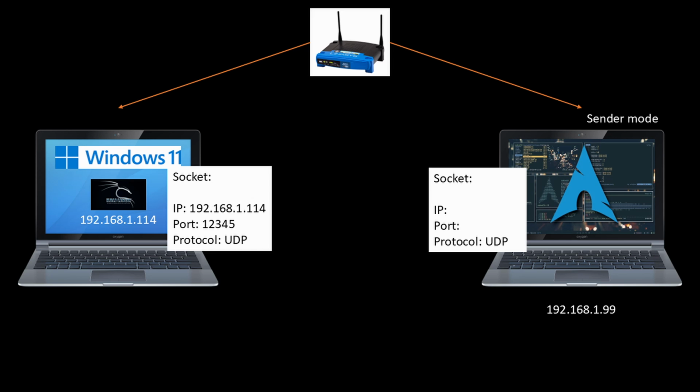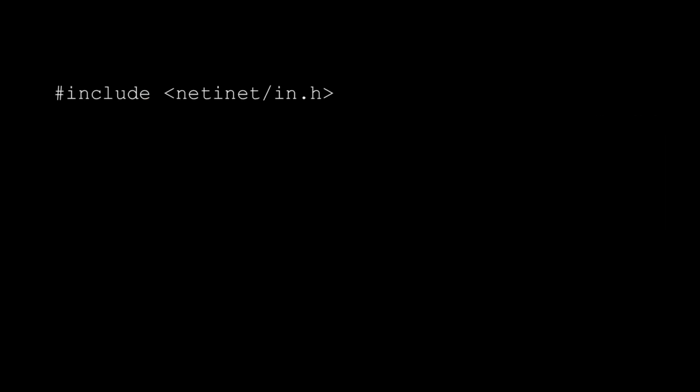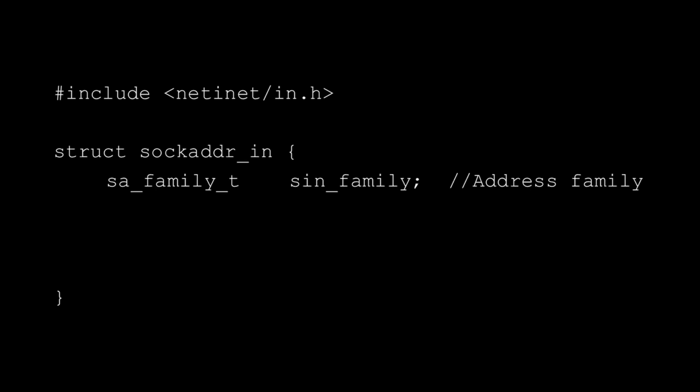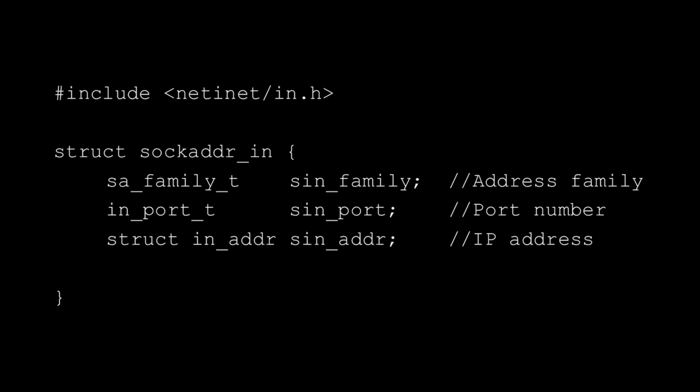To store all of these information for later usage, I need to introduce another header file for the structure of an IPv4 socket address, which contains 4 entities. 2 bytes for address family, 2 bytes for port number, 4 bytes for IP address, and 8 bytes for padding.